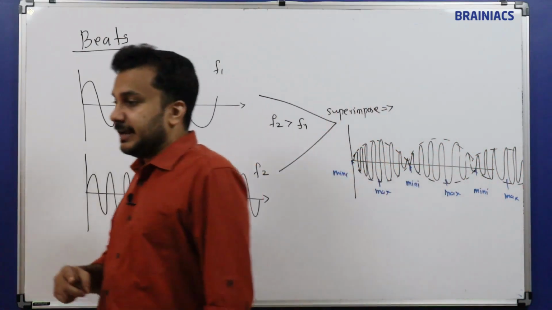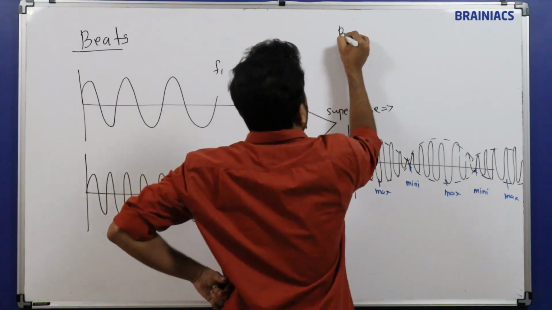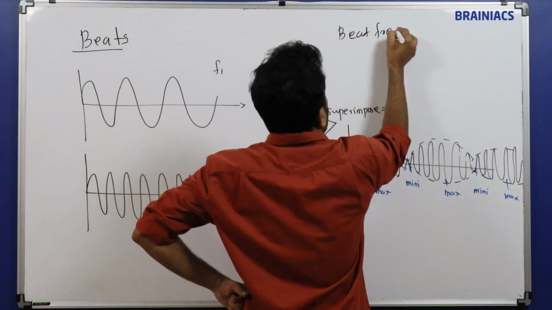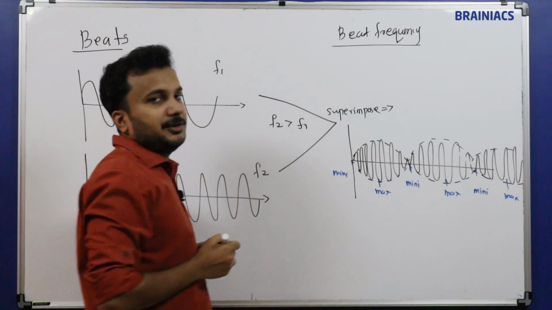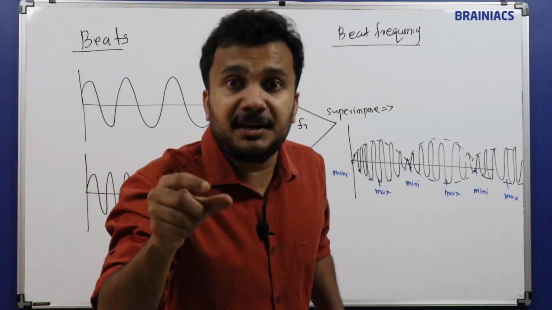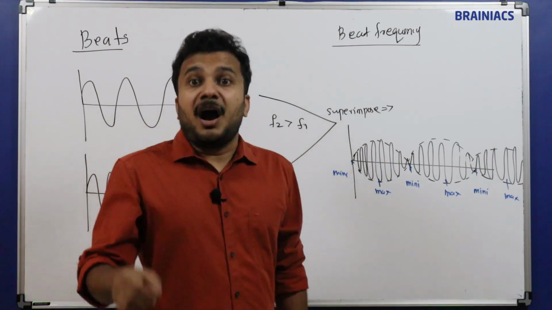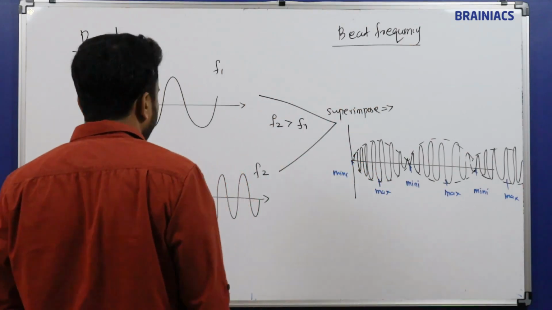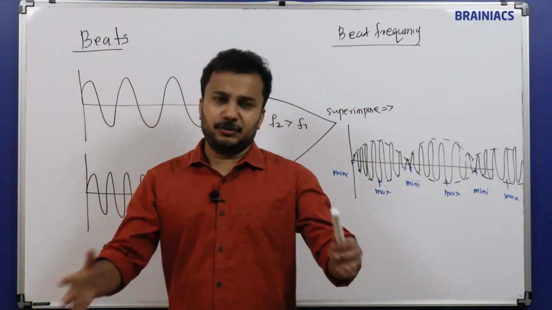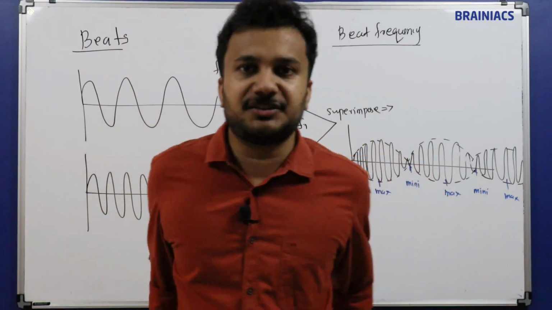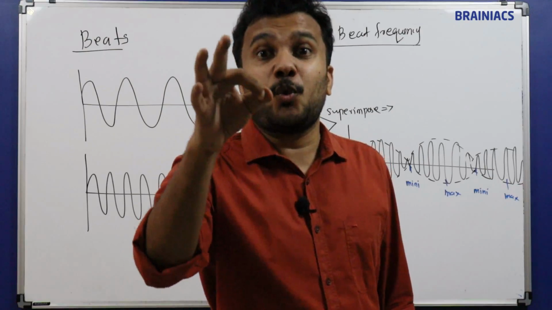Now I am going to teach you the next term, which is called beat frequency. What is the meaning of beat frequency? Beat frequency means how many maxima or how many minima occur. You can say any one word, maxima or minima; stick to one. Suppose I am just considering maxima. The number of maxima that occur in 1 second is called beat frequency.